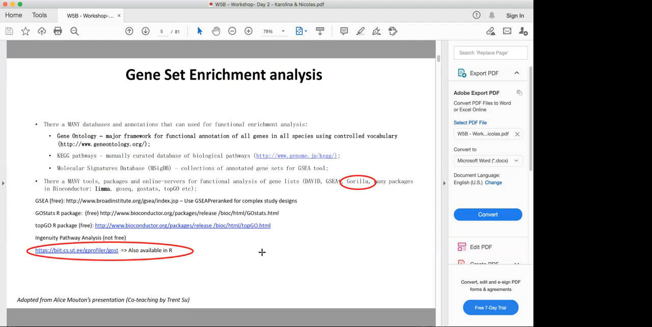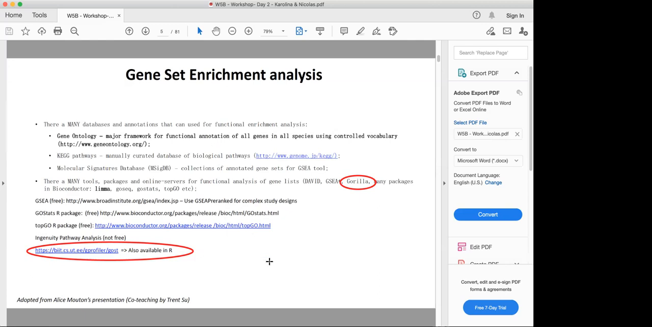And there are many, many tools, packages, online servers that you can use to run the functional analysis of the gene lists. I just mentioned several of them here, like DAVID, Bioinformatics, GSEA, GOrilla, many packages that you can run in Bioconductor, like limma, GOseq, GOstats, topGO. And many of those would be free of charge, and they are available online for downloading. For example, free is GSEA, GOstats R package, and the topGO R package also. But there would be some of them that if you want to use them, you will have to pay, like Ingenuity Pathway Analysis and others. So many, many of them.